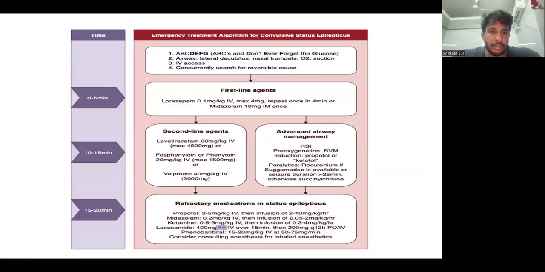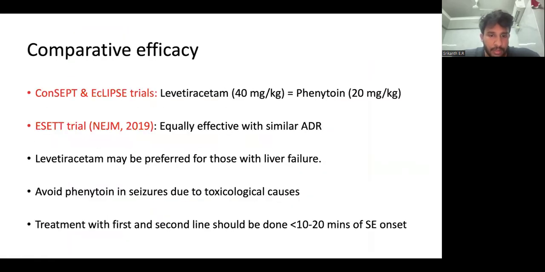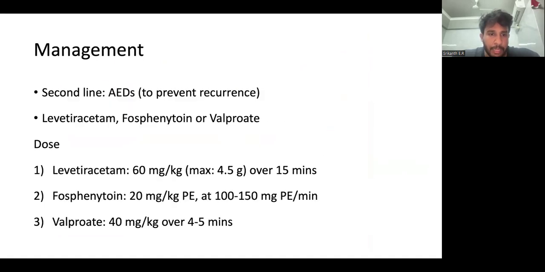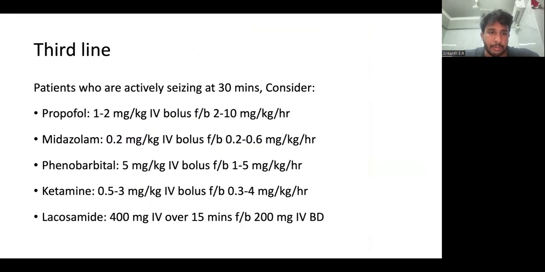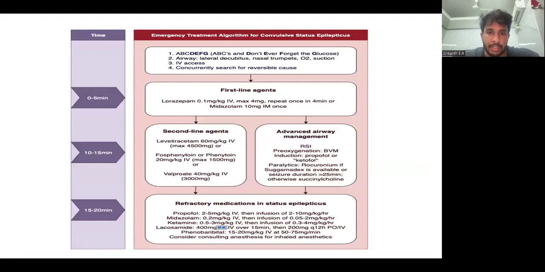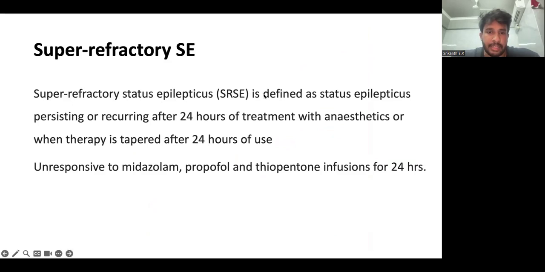Super refractory. I think I've not mentioned refractory. So if the patient has not responded to first or second line medications, then you would call it refractory status epilepticus. And super refractory is when the patient has received an anesthetizing dose of antiepileptic for at least 24 hours. For example, if the patient is on midazolam infusion or propofol infusion, and after receiving it for 24 hours the patient is still having refractory seizures, you would call it super refractory.